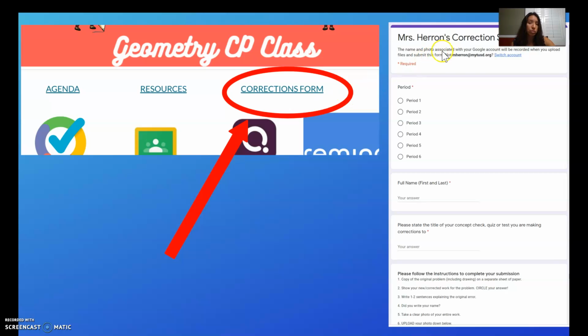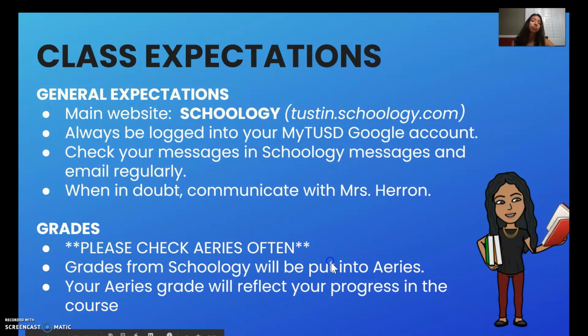They click on here, it brings you to this form, you fill this all in, and then I would like for them to write a sentence or two explaining what it is that they missed, why they missed it, and if they figured it out. If they need help, I can definitely help them with this. They just take a picture and send it to me, and they have the opportunity of getting up to a 70%. Again, this is for any concept check, quiz, or test that is lower than 70. They do corrections to it, and they can get some points back on this.